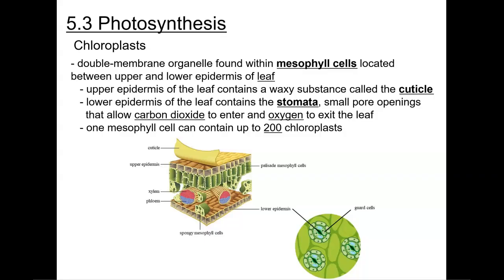The lower epidermis is going to contain the stomata. Those are going to be small pore openings. That's going to allow carbon dioxide to enter the leaf, and it's going to allow oxygen to exit the leaf.